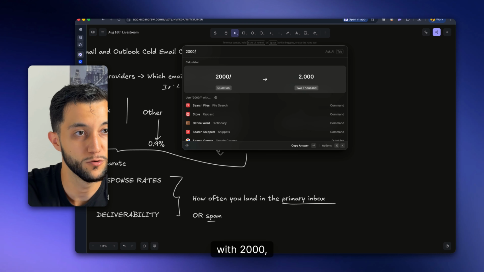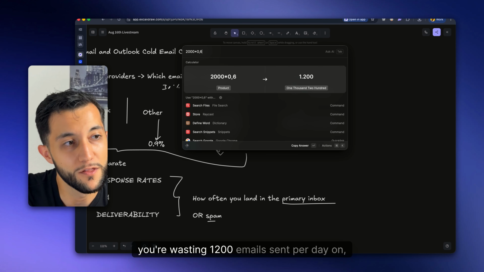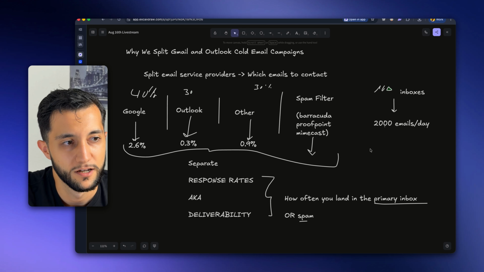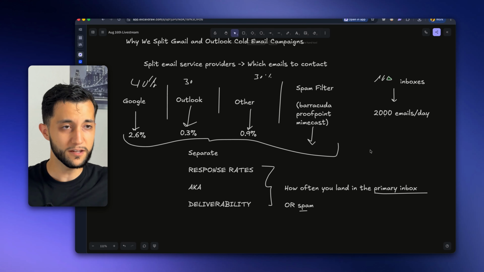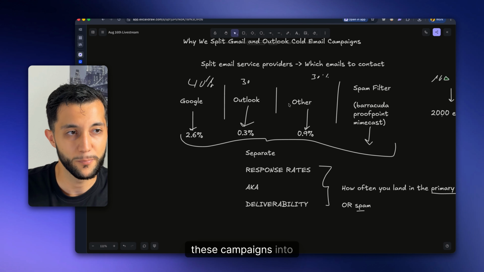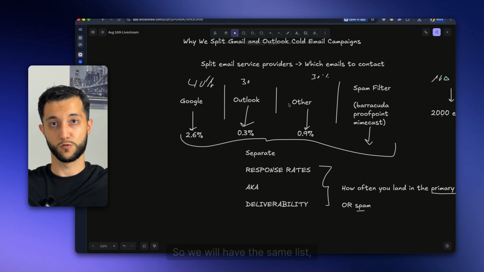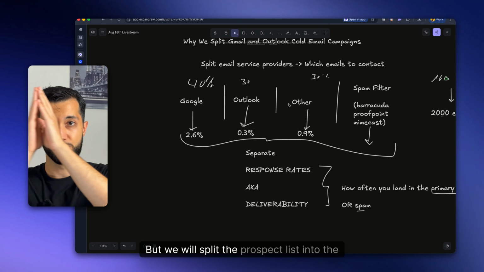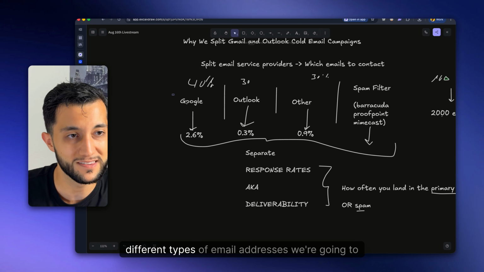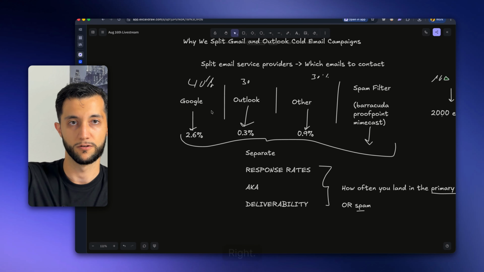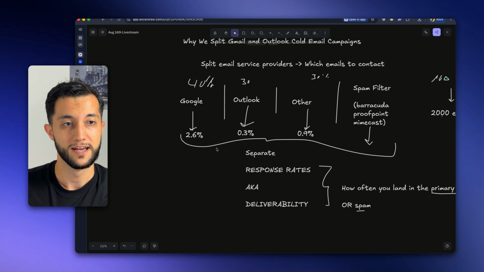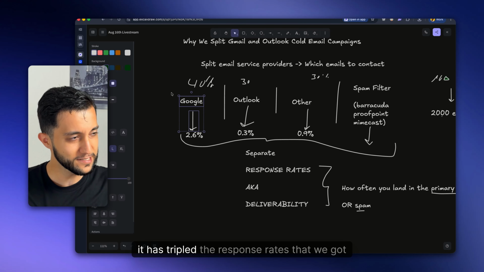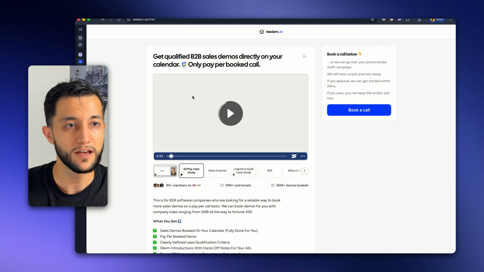This means that with 2,000, right? You're wasting 1,200 emails sent per day on absolute garbage, which is why we split these campaigns into multiple campaigns. So we will have the same list, we'll target the same people, right? But we will split the prospect list into the different types of email addresses we're going to email, right? This is super important because just doing this has, I think, tripled the response rates that we got for AirPay.